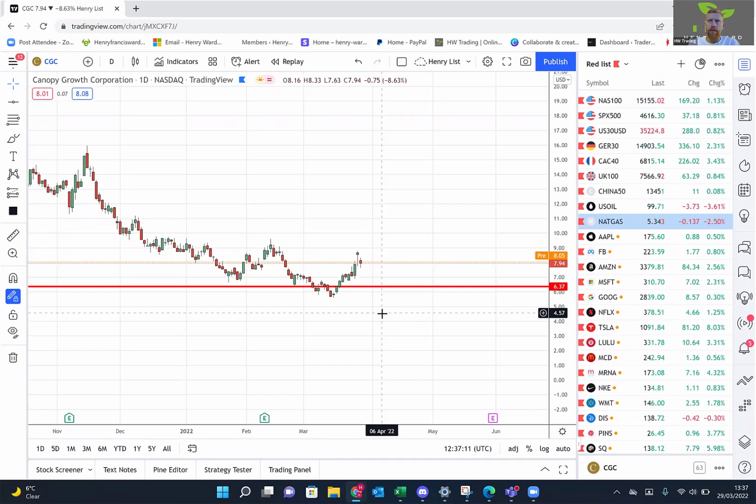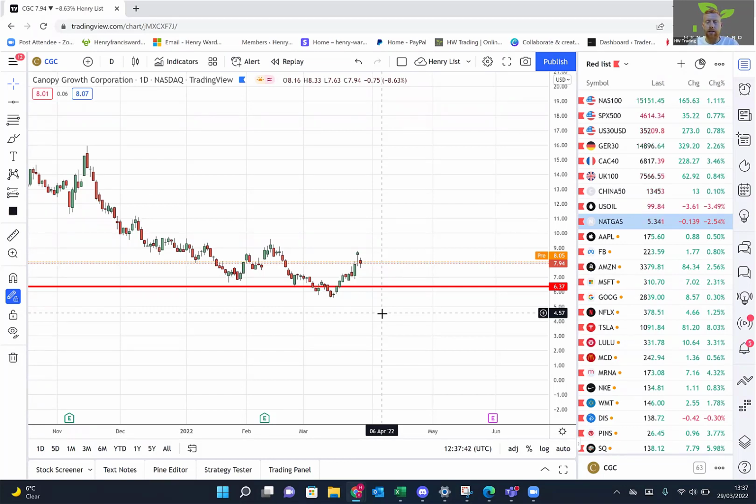Now, is this stock a little bit undervalued or a little bit overvalued? You could argue both. If you look at this and ask, is cannabis going to eventually become fully legalized? If you think it is, this could be a decent little play.